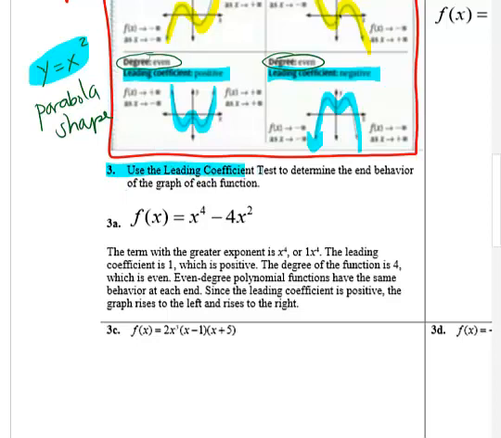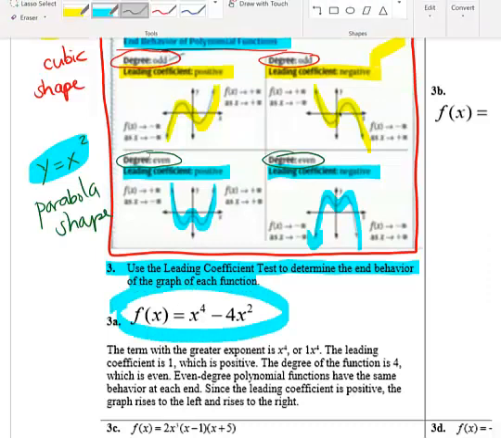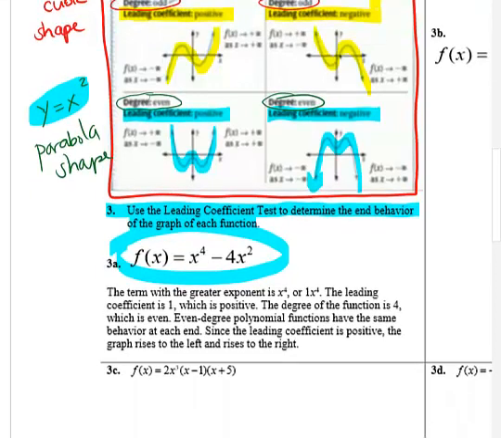They want us to use the leading coefficient test, which is pretty much what we wrote up here, this little box that has all the graphs. Use the leading coefficient test to determine the end behavior of the graph of each function. So first, this guy. Okay, so first of all, it kind of already has the answer written, but I'm just going to go through it anyway. The degree of this guy is 4, because that's the highest power. That's an even number. So it's either going to be the upward facing parabola type shape or the downward.